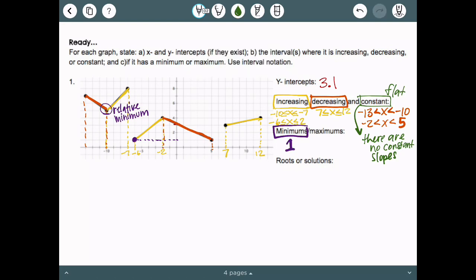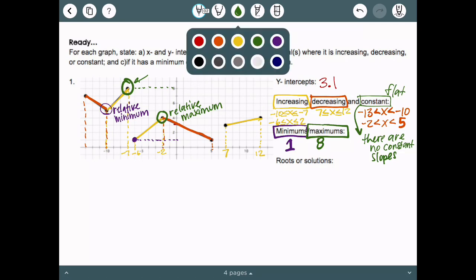And then our maximum is our highest possible point. And our highest possible point we see is here. It looks like 8. So our maximum would be at 8. We could also say this would be a relative minimum or maximum if you were interested in marking that on your graph as well.